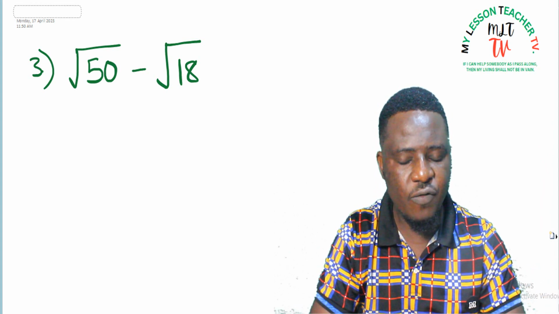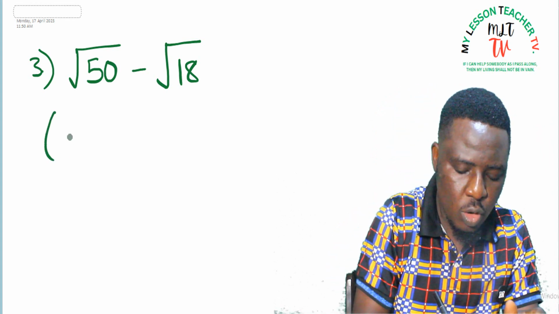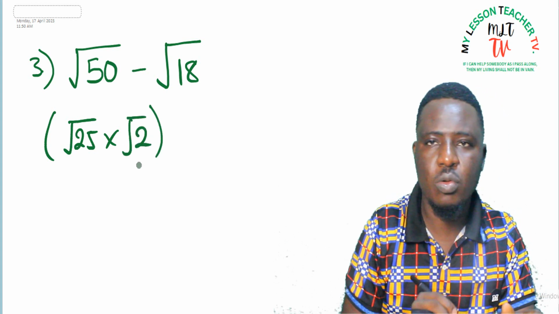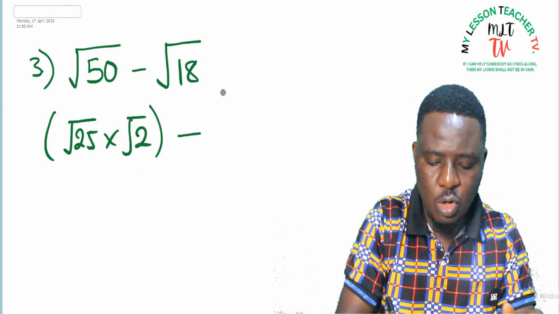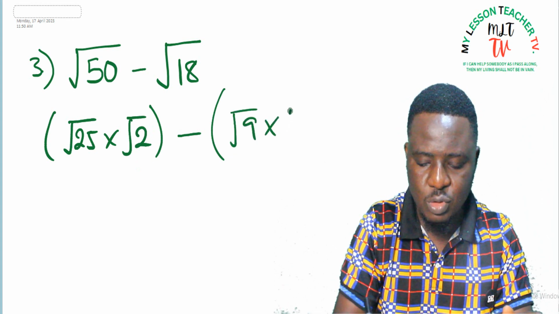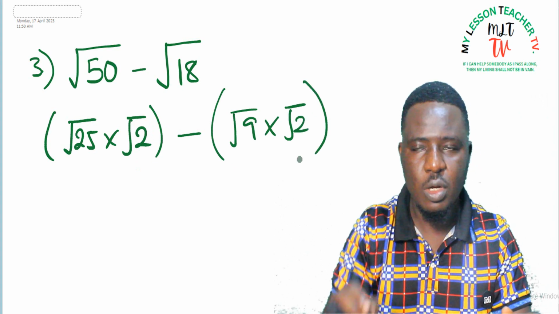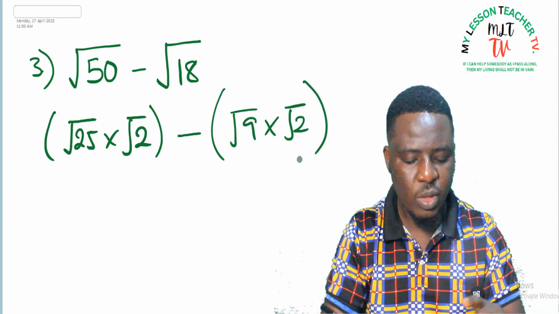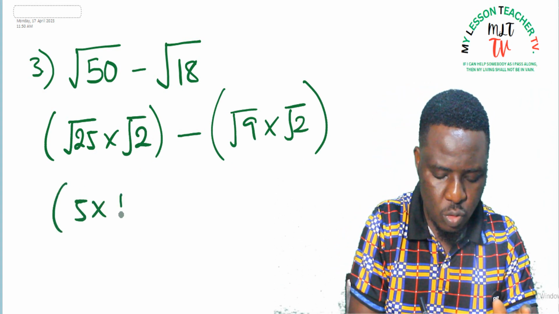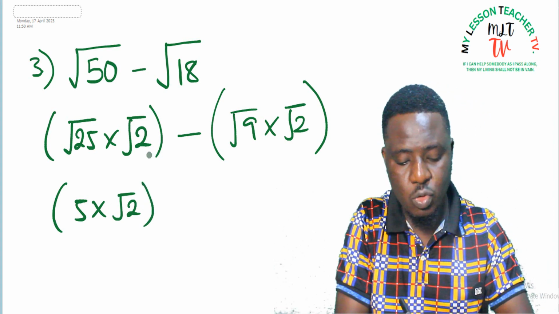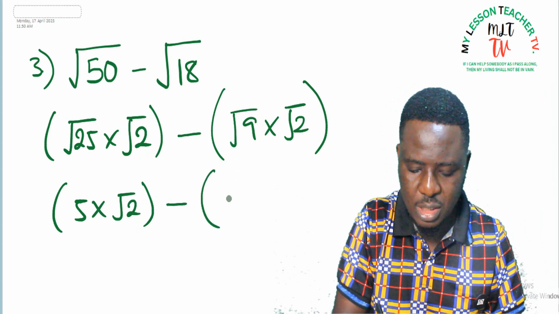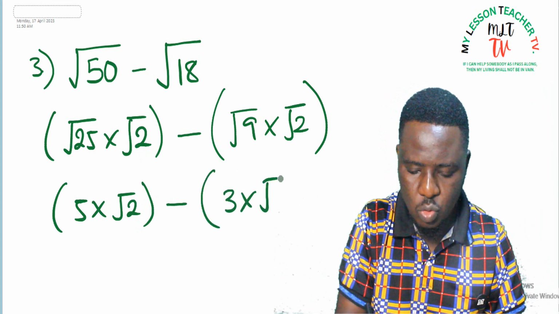Now, root 50 can be broken down to be root 25 times root 2 minus root 18 can be broken down to be root 9 times root 2. Okay, so simplify it further. Root 25 is said to be 5. This becomes 5 times root 2, because root 2 is already in its basic surd form, so we can't simplify it further, minus root 9 is 3 times root 2.